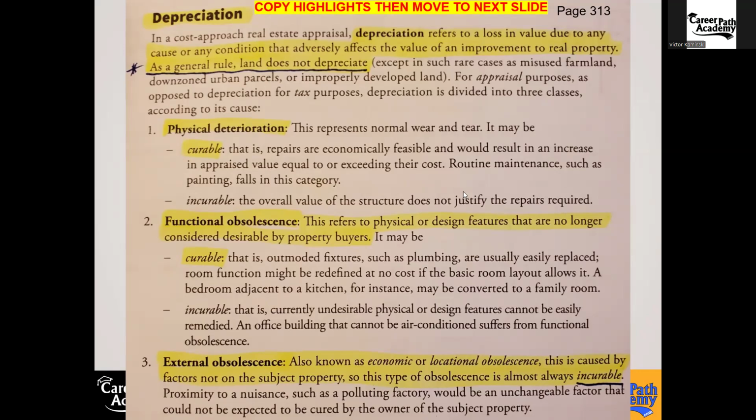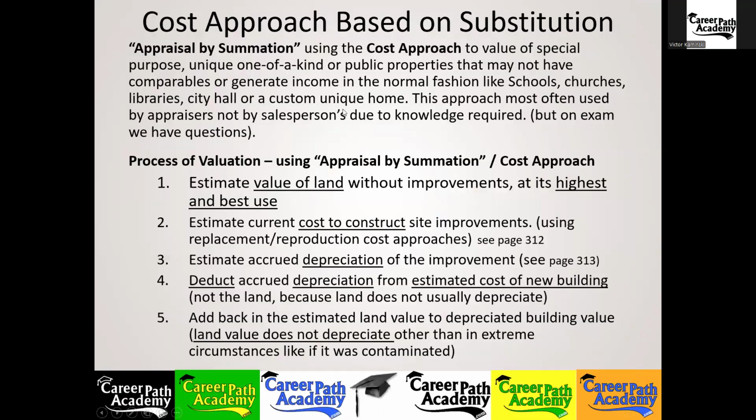Okay. So the cost approach, once again: you estimate the value of the land without the improvements at its highest and best use. You have to know what the term highest and best use is. You'll get that on the exam. Then you estimate the cost to construct the site improvements using replacement or reproduction cost approaches. You'll need to know for exams what replacement and reproduction cost mean. Then you have to estimate the accrued depreciation. So you need to know what depreciation is for exams. It's a loss of value to an improvement due to any cause or condition.